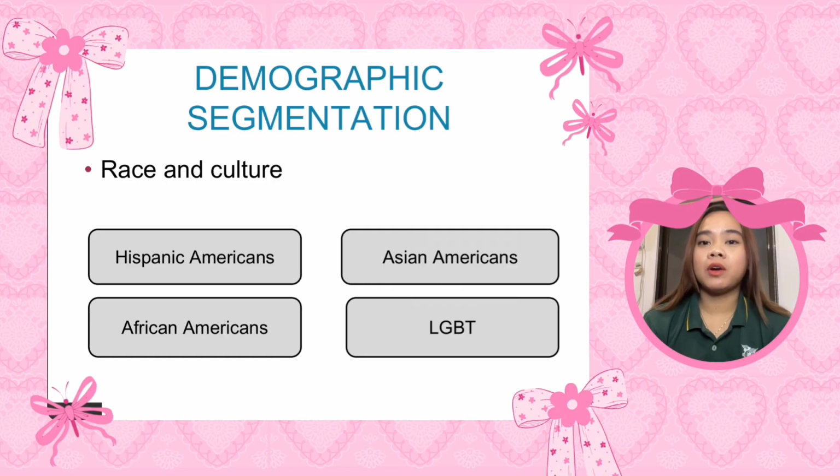Demographic segmentation also considers race and culture to better understand different communities. For example, Hispanic Americans, Asian Americans, and African Americans each have unique traditions and preferences, while the LGBTQ community also has distinct values and interests. Businesses use this approach to create marketing that respects and connects with diverse groups.